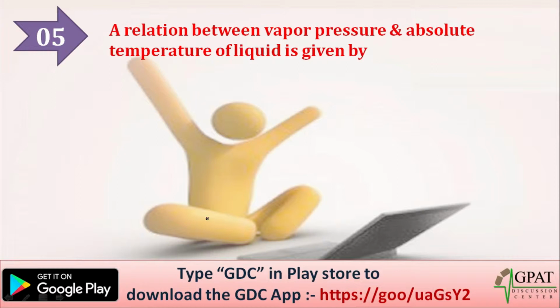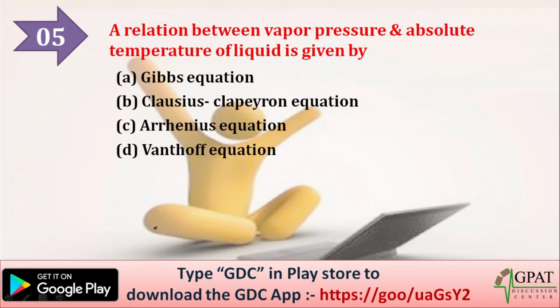A relation between vapor pressure and absolute temperature of a liquid is given by, and the options are: option A, Gibbs equation; option B, Clapeyron equation; option C, Arrhenius equation; and option D, Van't Hoff equation.